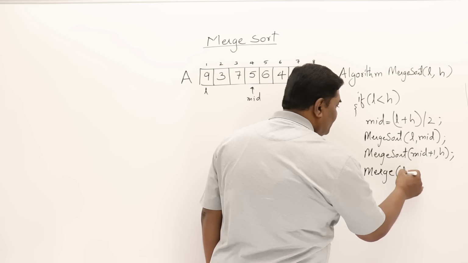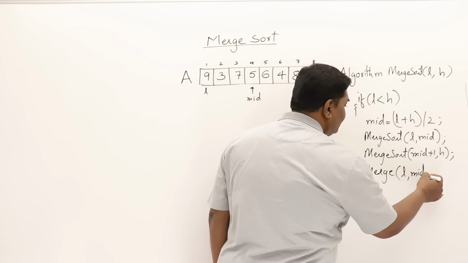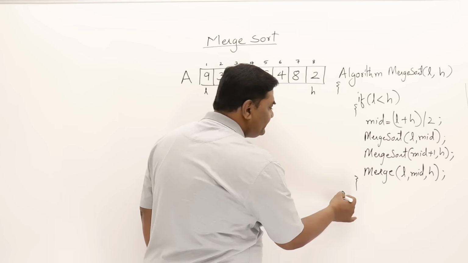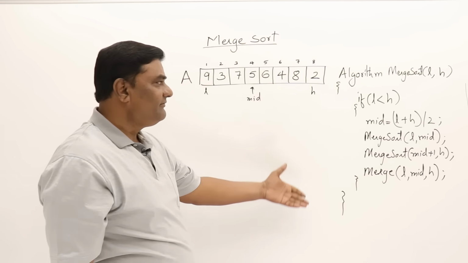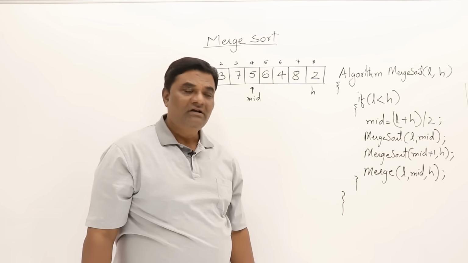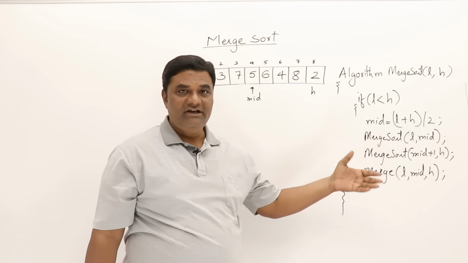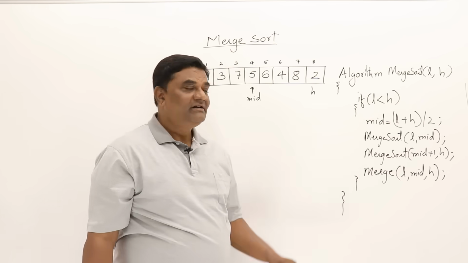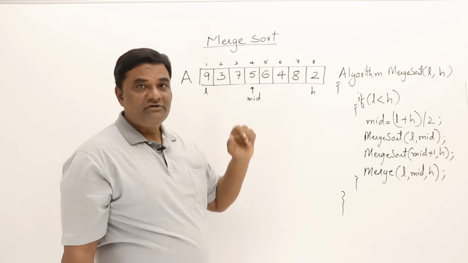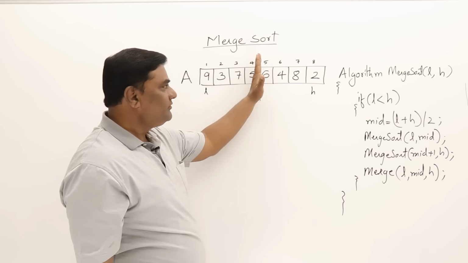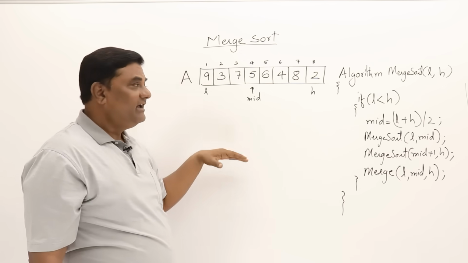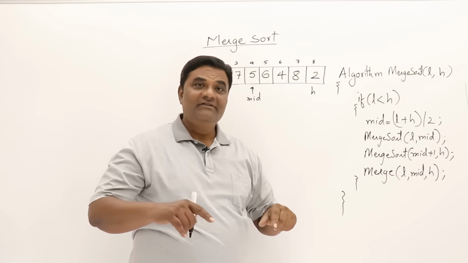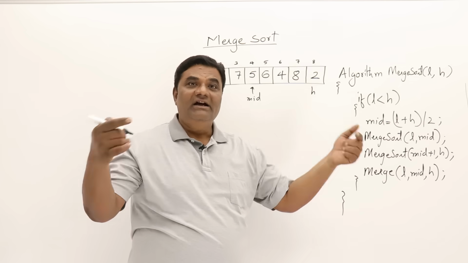Merge from where? Low to mid is one list and mid plus 1 to high is the other. So we pass three parameters. So that's all. This is a simple algorithm for merge sort. This is divide and conquer. How merging is done, we have already seen the procedure. But the point here is, when a single array is given for sorting, we are breaking it into two sub-arrays and we are saying this is the first list and that is the second list. So a single array will contain two lists and we have to merge them.